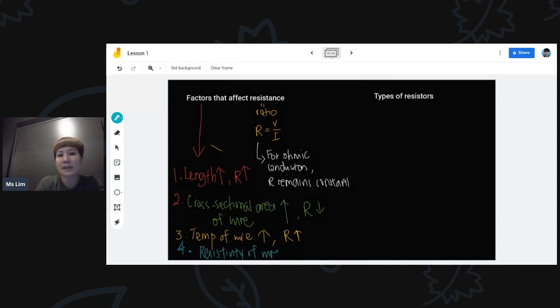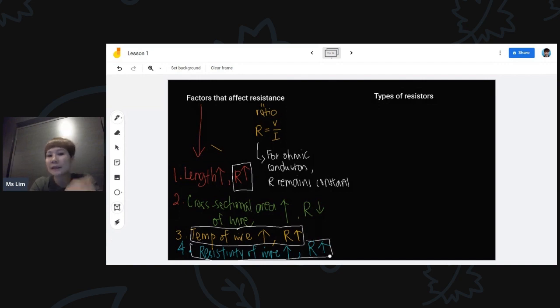the wire. Now, this is entirely dependent on the material. Some wires are of a higher conductivity, some are of a lower conductivity. So therefore, the higher the resistivity of the wire, the resistance increases as well. So therefore, there are four factors. If you were to take note, there are three that are directly proportional, which is length, temperature, and resistivity. So the longer the length, the hotter the wire, and the higher the resistivity, which is the material itself, the higher the resistance.